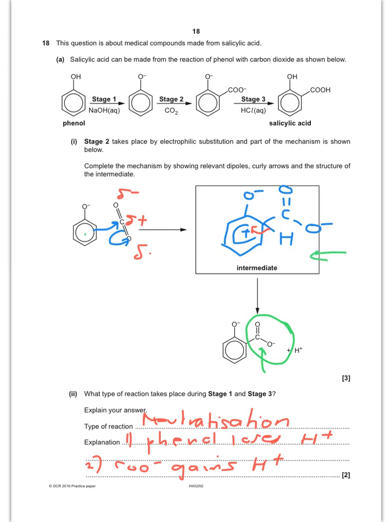to form your product. What type of reaction takes place in stage 1 and stage 2? Well, they are both neutralizations. In stage 1, the phenol is losing H+, and in stage 2, COO minus, your carboxylic acid group, gains H+.